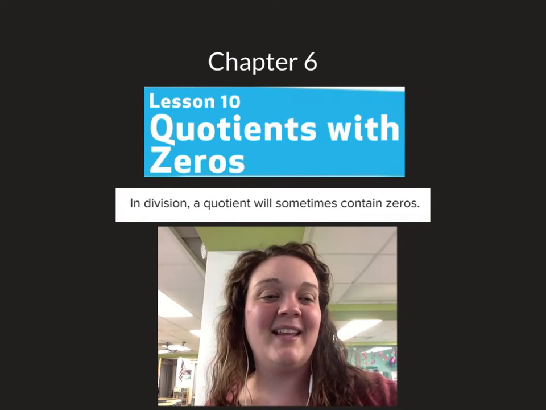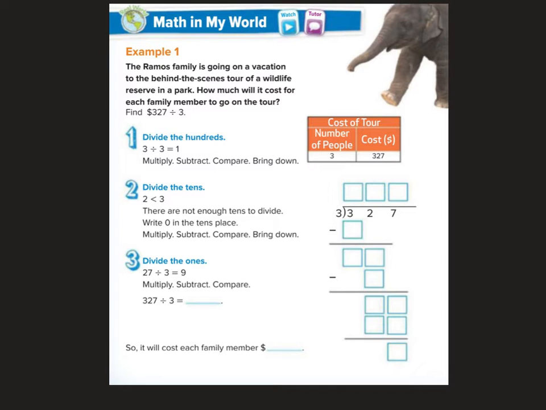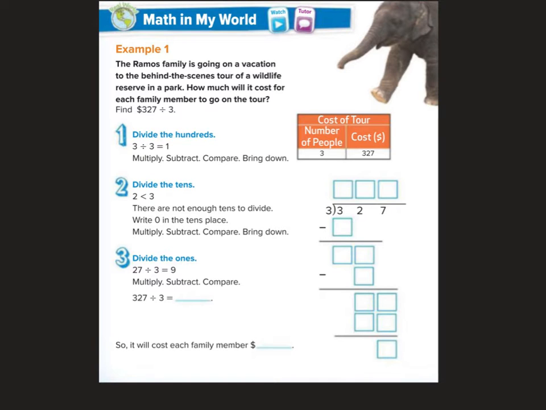So for our first example here, we have the Ramos family, and they're going on a vacation to the behind-the-scenes tour of a wildlife reserve in a park. How much will it cost for each family member to go on the tour? We've got to look at our friendly table. This is called a table right here. Okay, so it says the cost of the tour for 3 people is $327. So how much would it be for one person?